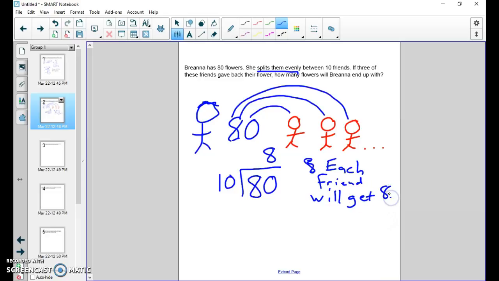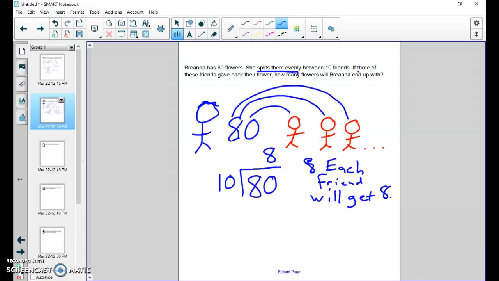Okay. It's great to leave yourselves a note as long as you don't think you're done with the problem. That would be bad. All right, so each friend has 8. If 3 of those friends give the flowers back, how many will Brianna end up with? All right, so if this friend gives back 8, gives back 8, gives back 8. Oh, I just said 8 a whole bunch of times.